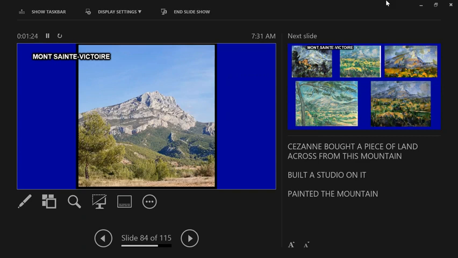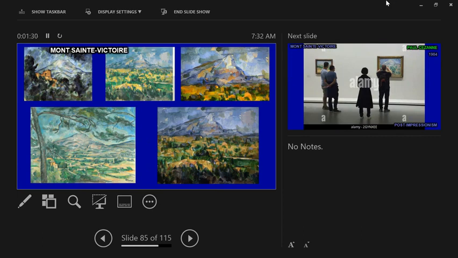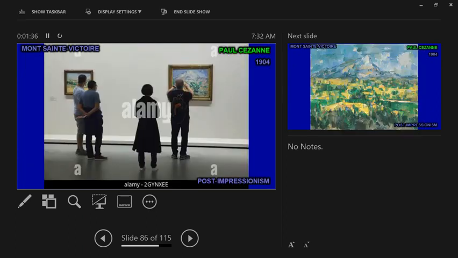And he painted lots of images of this mountain. And we're going to take a look at one or two of these. And this gives you a sense of how large these paintings are.